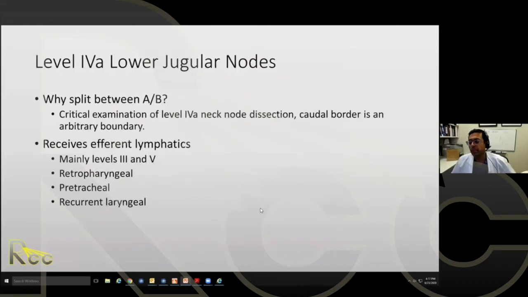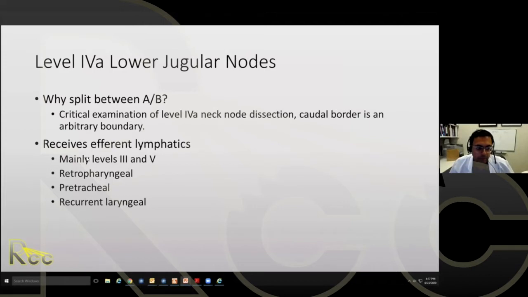So moving on now to level 4A, the lower jugular lymph nodes is another name. And why is it split between 4A and 4B? When they looked at a classic level 4 neck node dissection, they noticed that you never went all the way down to the manubrium for a level 4A neck dissection. And so they arbitrarily set the caudal border.